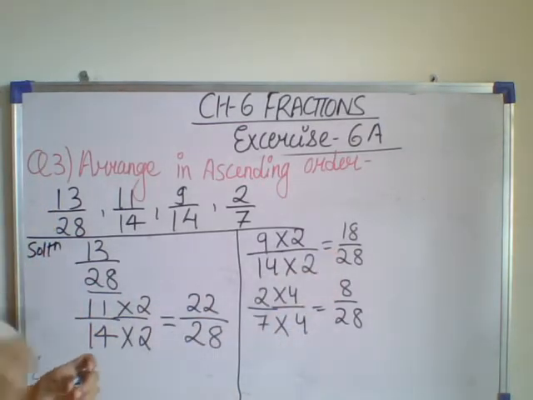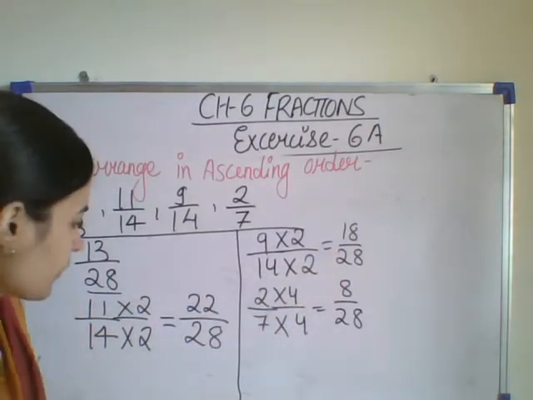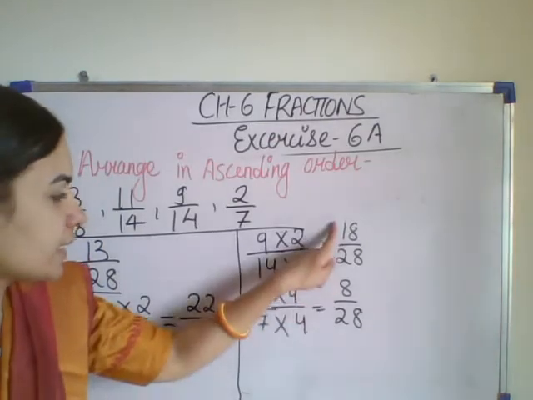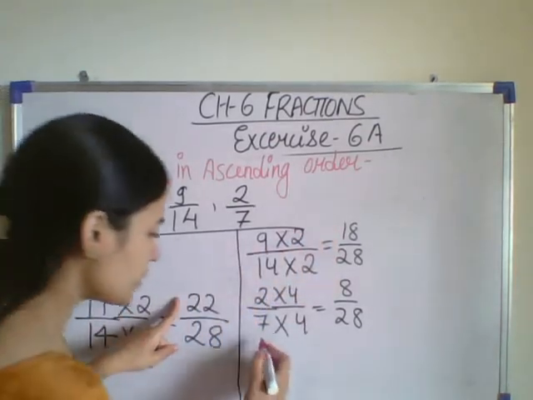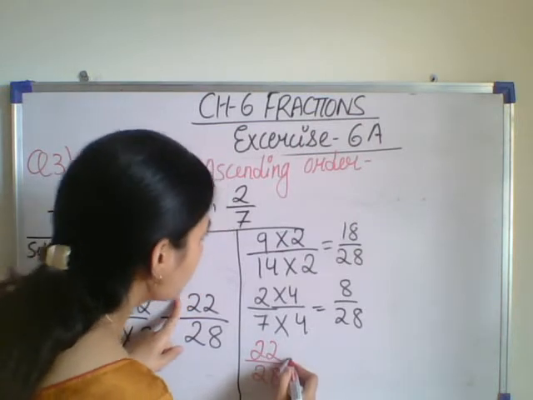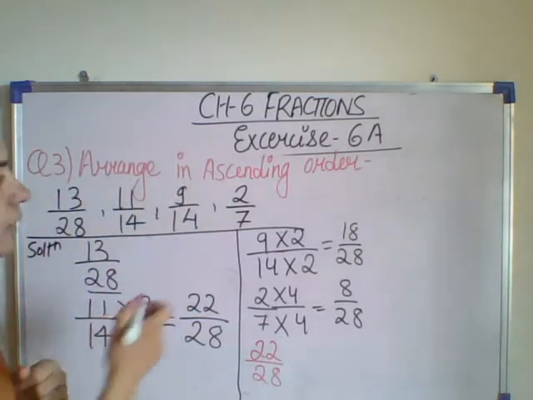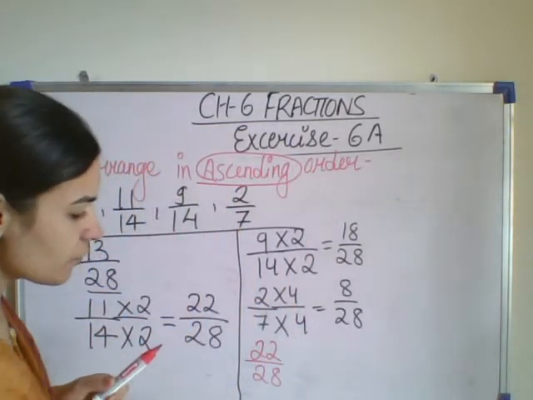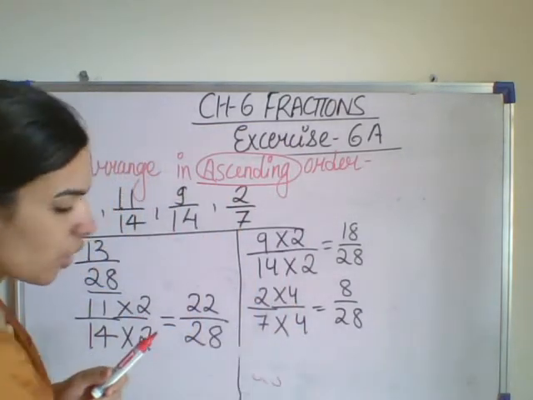Now we can compare the fractions. We have to see the numerator. Which one is greater? 13, 22, 8 and 18 are there. So 22 is greater. So first of all I am writing 22 by 28. We have to write in ascending order. Look at the question. In the question it is given that we have to write in the ascending order.